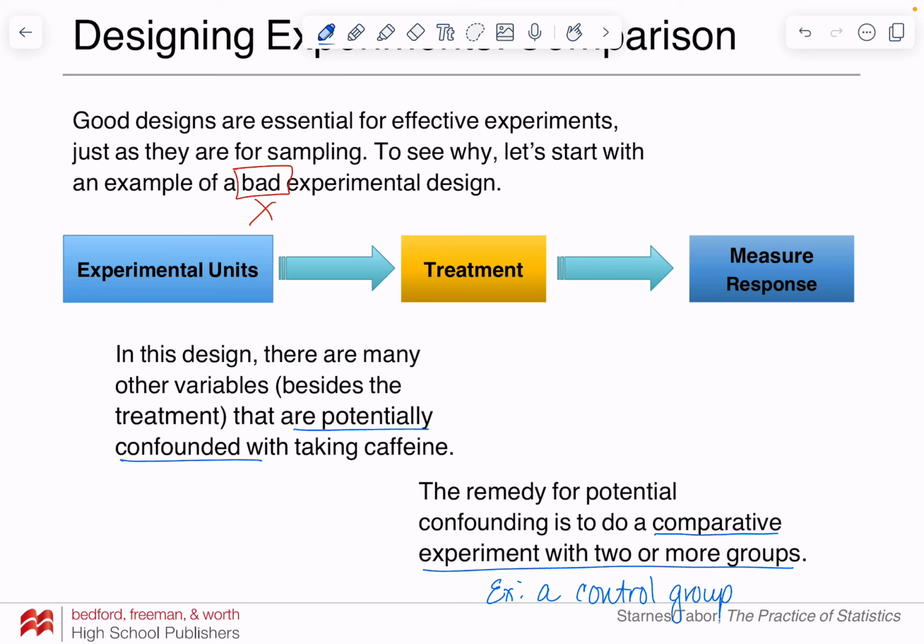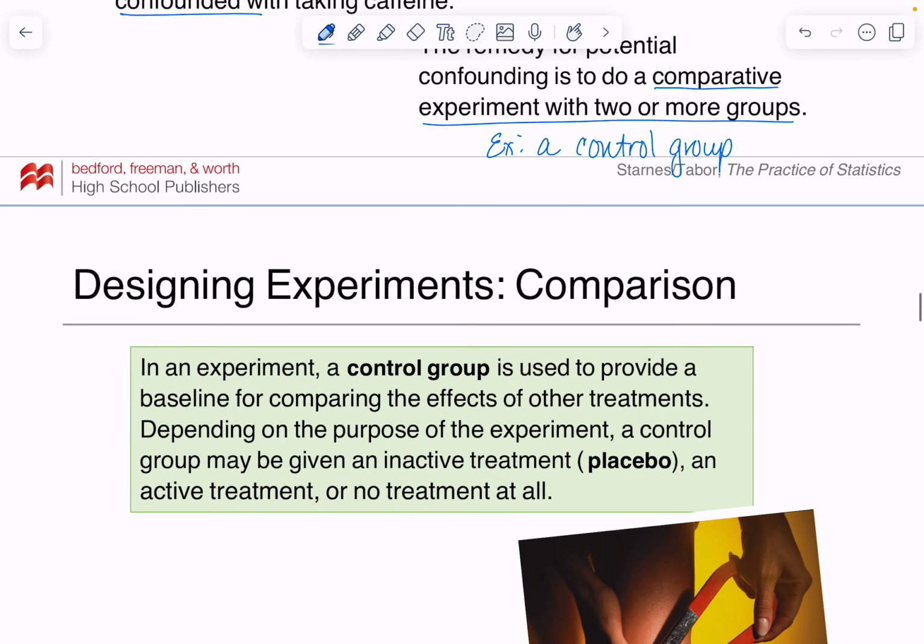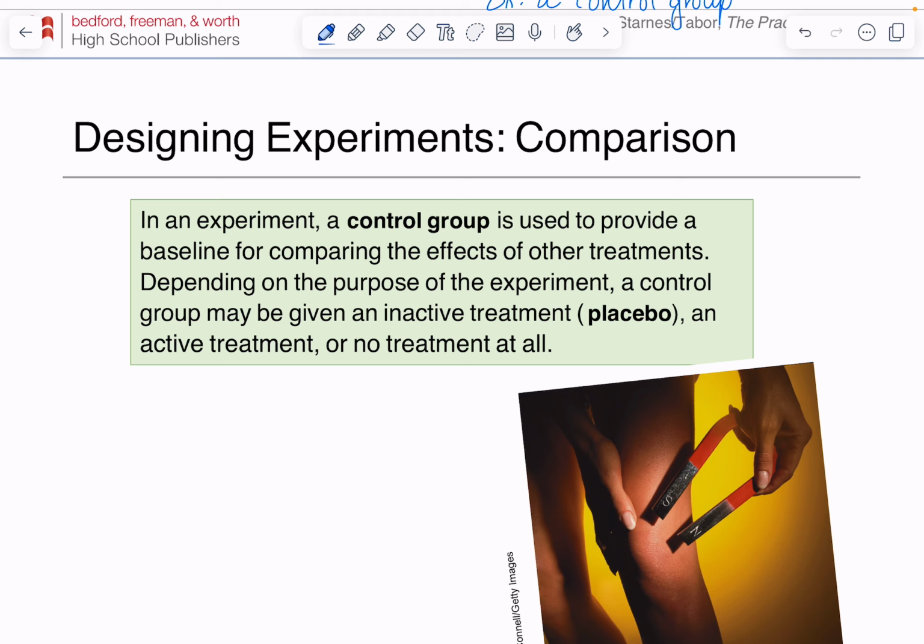I know you guys have been doing science for a hot minute, so you probably are used to the phrase control group. All right, now to be more specific though, in your notes, I then said that in an experiment, a control group is used to provide a baseline to compare the effects of other treatments. So a control group may be given a placebo, an inactive treatment, they might get another treatment, like a different treatment, or no treatment at all.